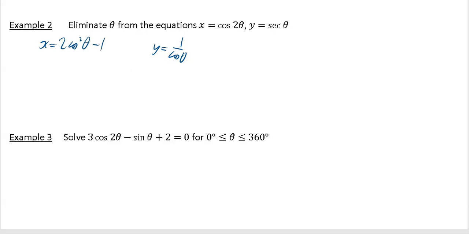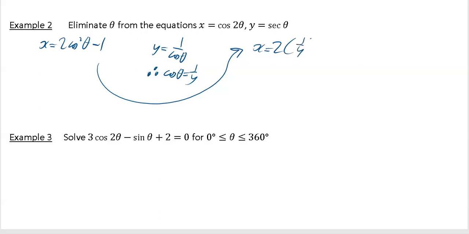Now the reason I've done that is because my y is completely in terms of cos. So if I've got my y, I could write cos in terms of y. Therefore, cos theta is going to be equal to 1 over y. So I'll rewrite our x. X then is going to be equal to 2 times 1 over y, squared, minus 1. So x is equal to 2 over y squared minus 1.